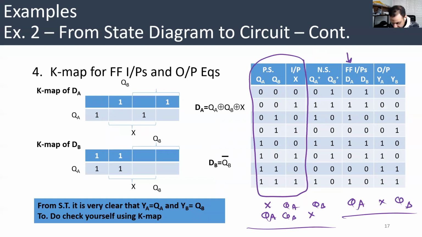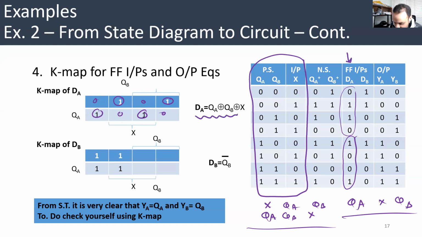Okay, so let's start with DA. Let's start with the first 4 values: 0, 1, 1, 0, 0, 1, 1, 0. Then the second 4: 1, 0, 0, 1, 1, 0, 0, 1. This is basically XOR, you know. So you have 4 groups here, which you will have like this, QA bar, QB, X bar, you know. But this is basically XOR, but for 3 variables.